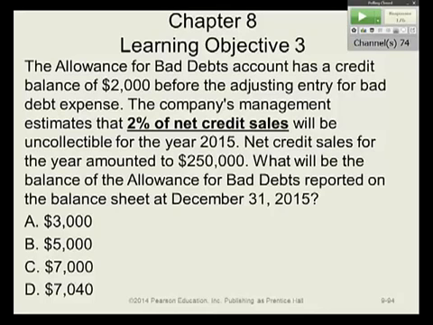The allowance for bad debts has a credit balance of $2,000. This is giving you some cheat time, right? Because remember, on an exam, you may have to do these in a minute. So you have a credit balance of $2,000 before the adjusting entry. Management is using a percentage of credit sales approach, which is an income statement approach, and net credit sales are $250.